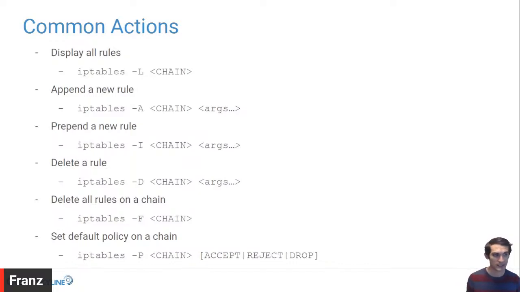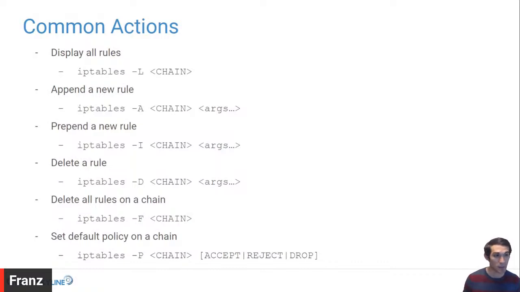The next one here, append new rule. This is iptables -A. Then you specify which chain you want to add a rule to, and then all your subsequent arguments. So what IP addresses you want to be matching on, what ports you want to be matching on, what you actually want to do, what the actual action is going to be. Those are the arguments there.